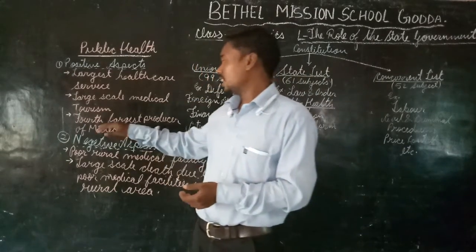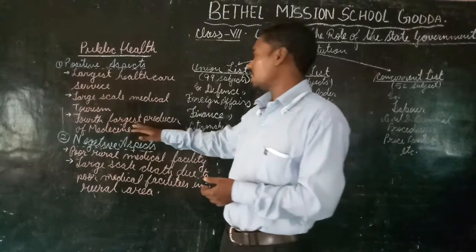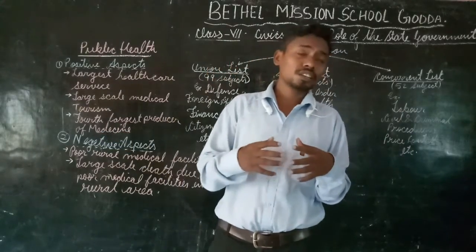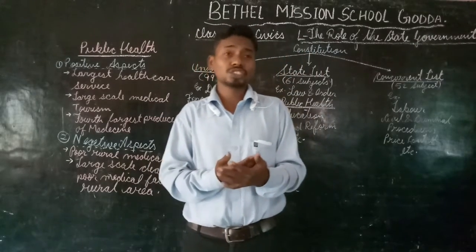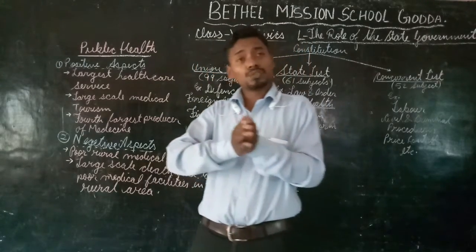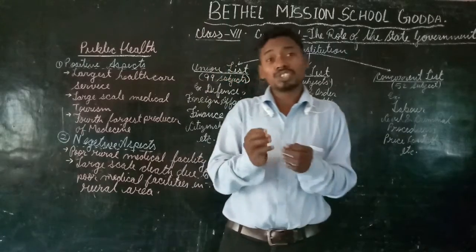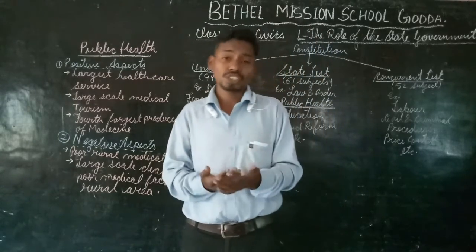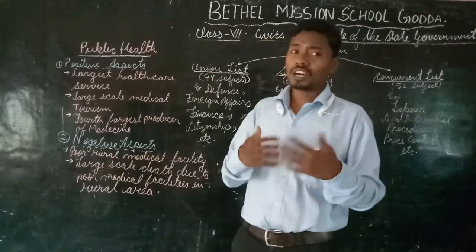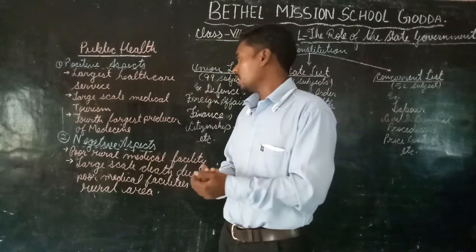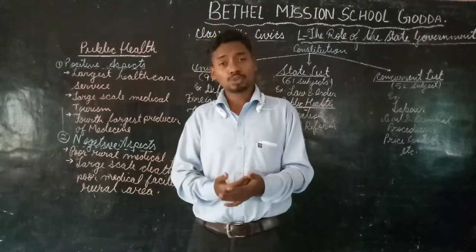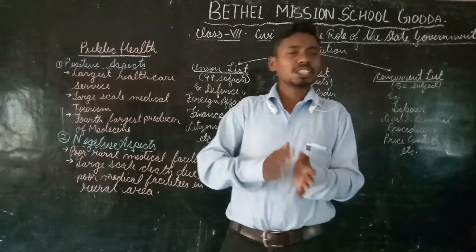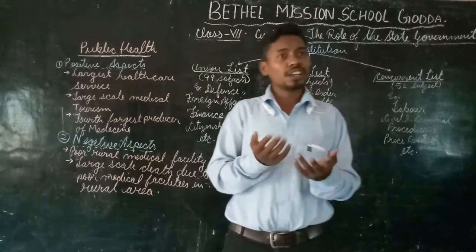Third, India is the fourth largest producer of medicine. Yes, India is developing very much in science and technology, and one of the fields of science and technology is biotechnology, which deals with pharmaceuticals. That means the medicinal industry. So India is a very large-scale medicine producer, and it lies in the fourth position. So these are some of the positive aspects of Indian public health.